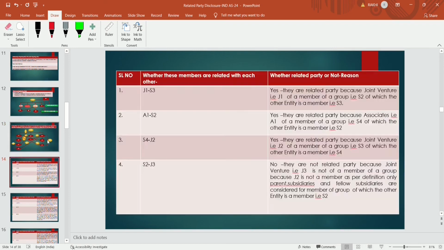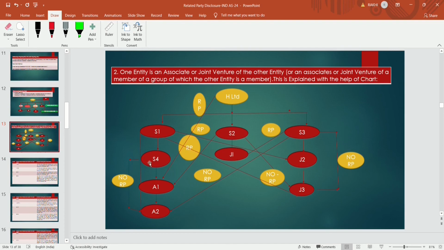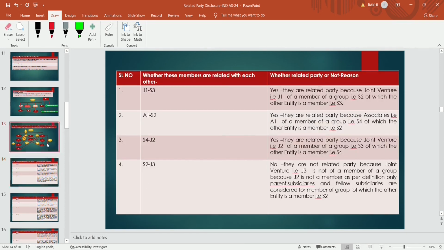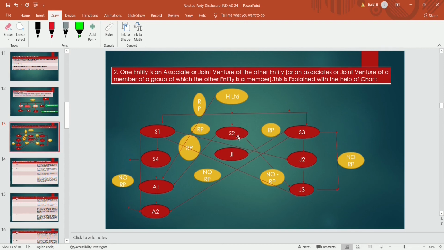Now S4 and J2, whether S4 and J2 are related party. S4 is the member of the group and J2 is the joint venture of the member of the group of which the other is also the member. So they are related party. Now S2, J3. Are S2, J3 related party? S2 and J3 are not related party.